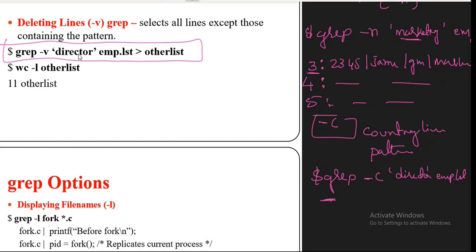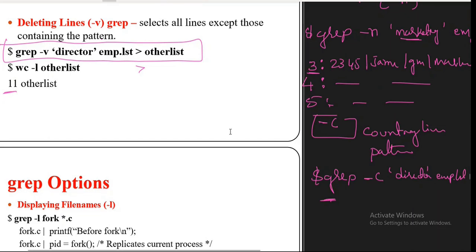Okay, grep minus V director emp list, and see this redirector, the output of this command is stored into other list. So if you want to check what is the content of this, you can use the cat command, or if you want to count how many lines got selected for this command, use wc minus l others list. You will get the total number of counts of lines that do not have this particular pattern director. So minus v ignores all the lines that match the pattern.